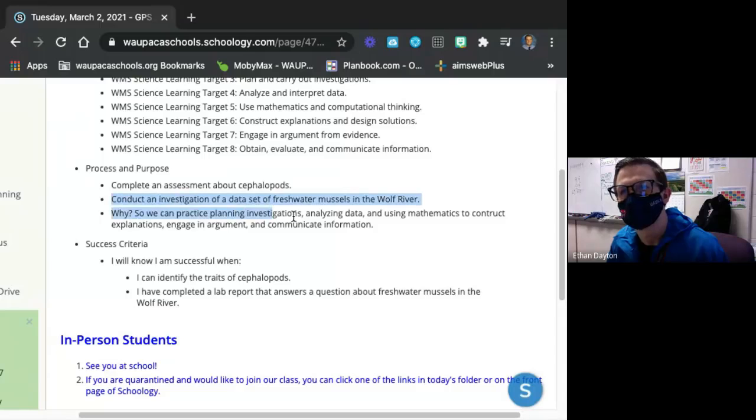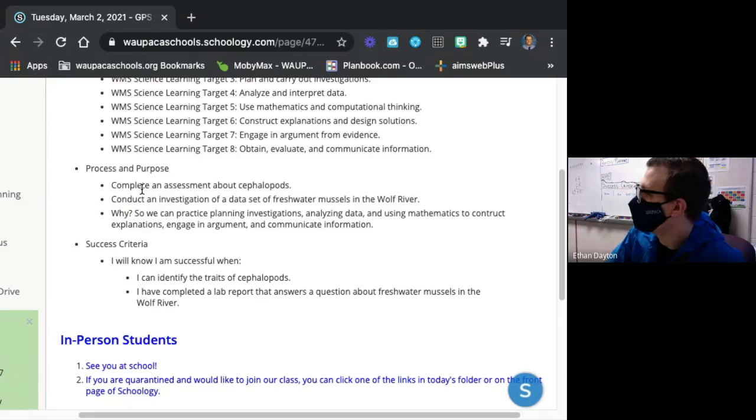of freshwater mussels in the Wolf River. Okay, that's going to be the big one. That one is due, this lab report, this investigation is due Friday. Okay, it's due Friday. Why?